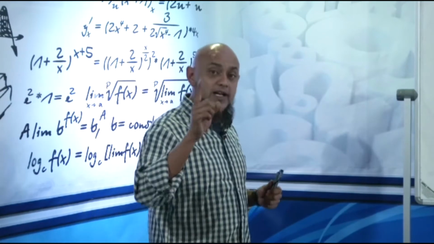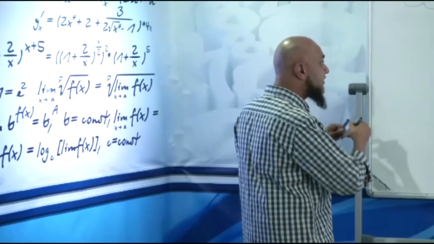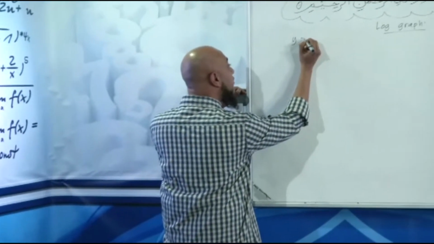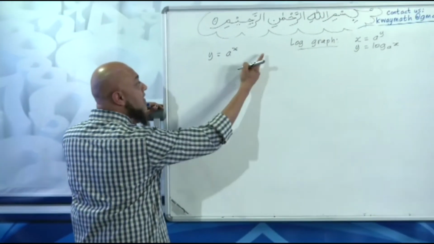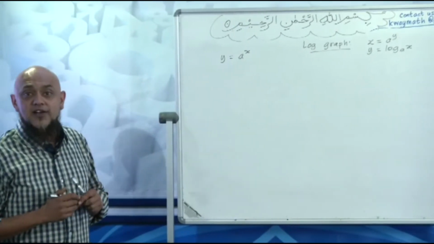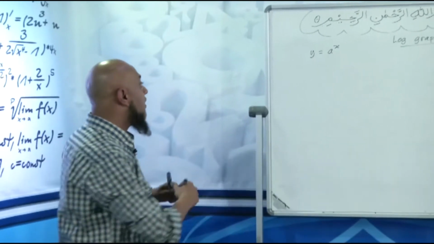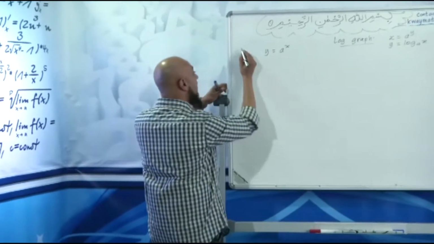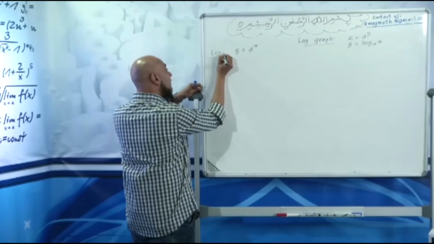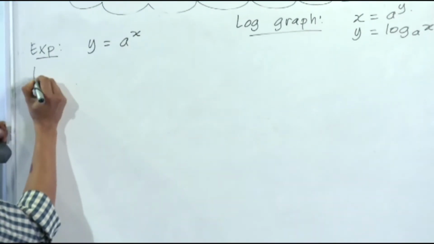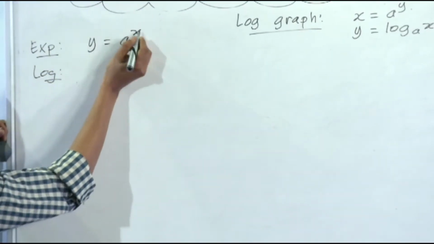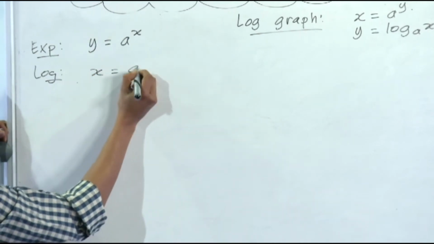Now we ended up yesterday with the exponential graph, and we said that the exponential graph was y equals a to the x. The log graph is the inverse function of the exponential graph. So where the exponential is y equals a to the x, your log graph is the inverse function, x equals a to the y.